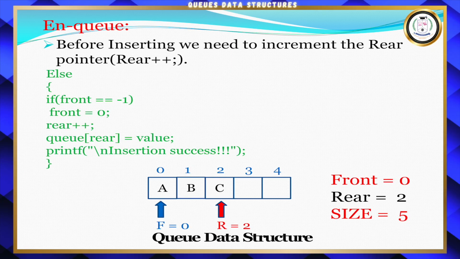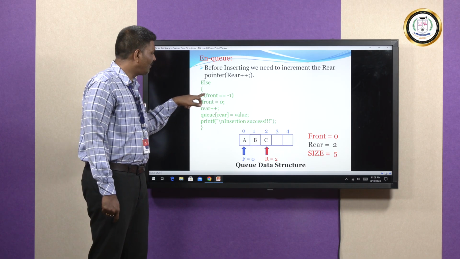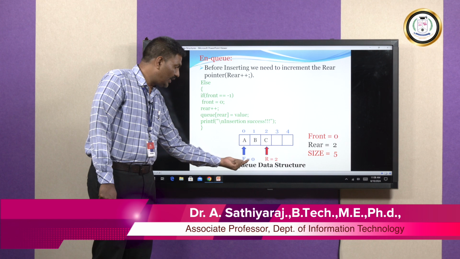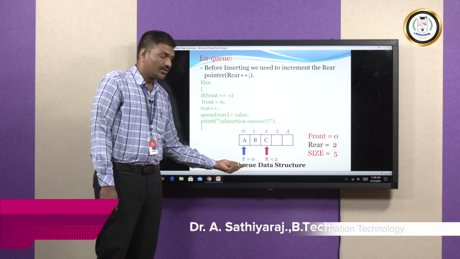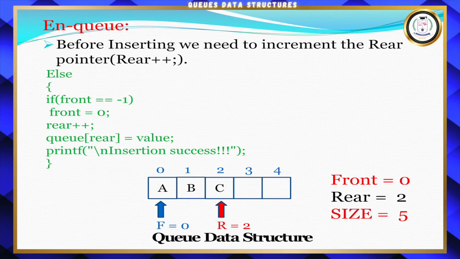Then coming to the next case, the queue contains 3 elements. Here you can check: else if front equals -1. The condition is not satisfied because front equals 0. That means it already has some value, so the condition is not satisfied. So the front assignment is not going to be executed directly. It comes to rear plus plus.